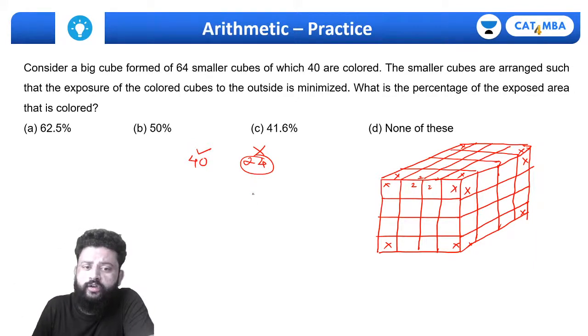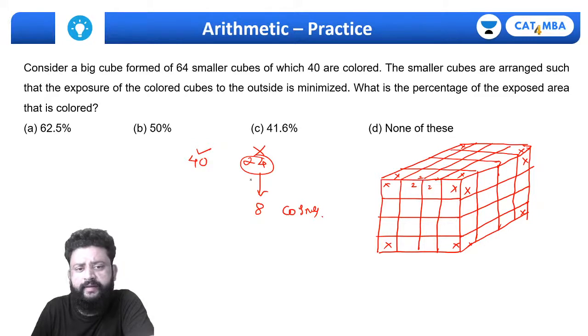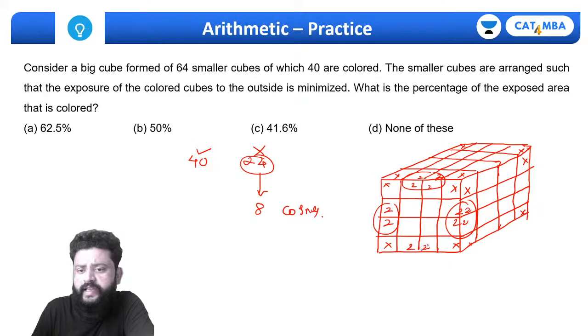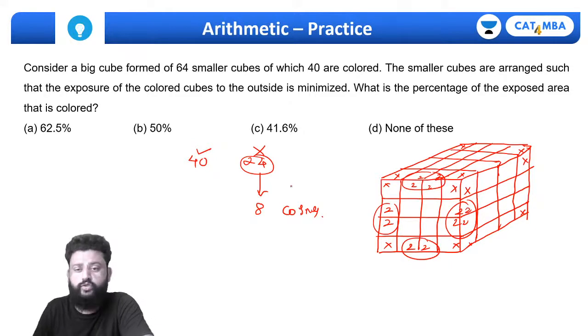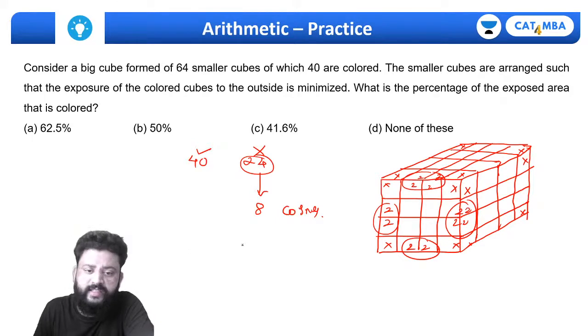So out of these 24 I'll use 8 cubes at corners. That means 16 cubes are left. So what will we do? The edges have 2 faces painted. So how many edges are there? There are 12 edges. So 12 into 2, how much is that? 24. We do not have that many cubes, right? So we are just left with 16 cubes now.